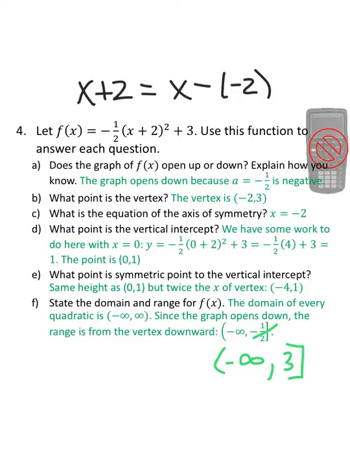Mistakes happen, people. That's why we review enough, so that when it comes exam time, we can minimize those. Sorry about that.